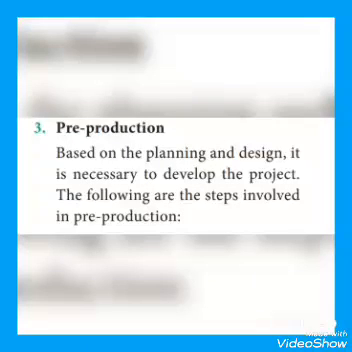Our third step is pre-production. Based on the planning and design, it is necessary to develop the project. Once your planning is over, like whatever theme you selected, you have to go for pre-production, which involves the following steps. Budgeting, you have to go with the production team, you have to select the hardware and software, you have to define the content, you have to prepare the detailed structure for your project and so on. These are the steps which will be involved in your pre-production phase.